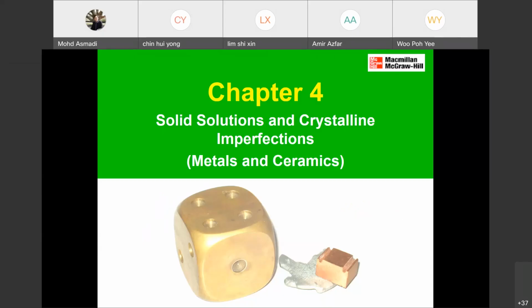So our topic today is about the solid solution and crystalline imperfections. Okay, metal and also ceramics. So there are many imperfections like interstitial, substitution. Even in catalysts there is an imperfection. This occurs when sometimes we do the mixing between two metals.